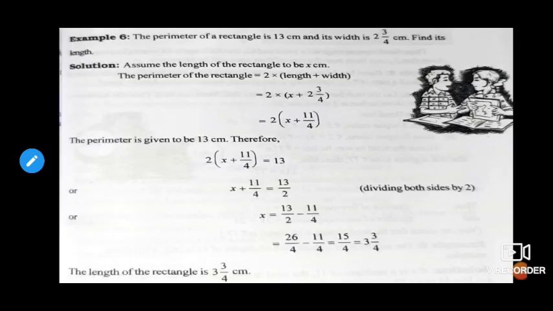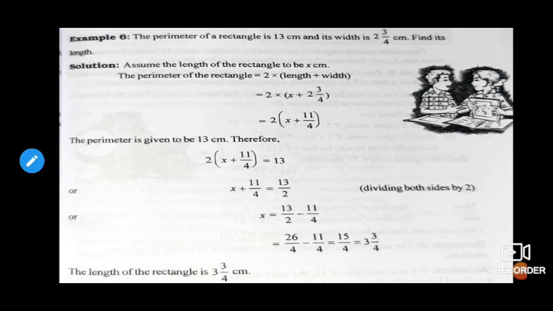Now we will see one of the example. The perimeter of a rectangle is 13 and its width is 2 3 by 4 centimeter. Find its length. As you know children, the perimeter means what? The length of the boundary.